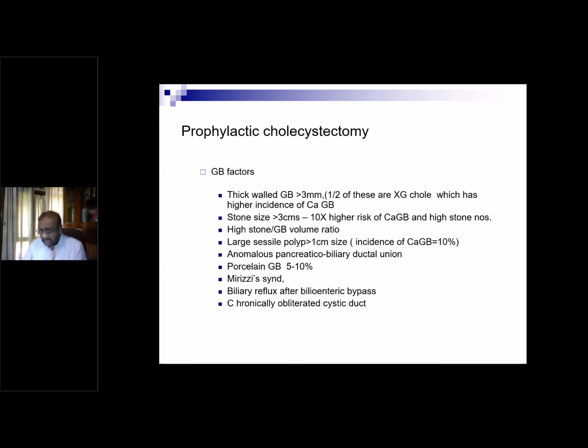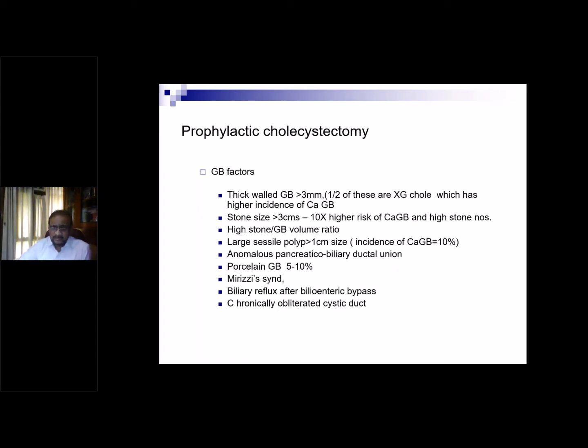Number 4, large sessile polyp, more than 1 centimeter in size. Why? Because the incidence of carcinoma gallbladder in this group of patients is almost 10%, instead of the normal 1% or less. It is 10%, 10 times. Anomalous pancreatico-biliary ductal union. If that union is defective, you may have an increased chance of gallbladder cancer.